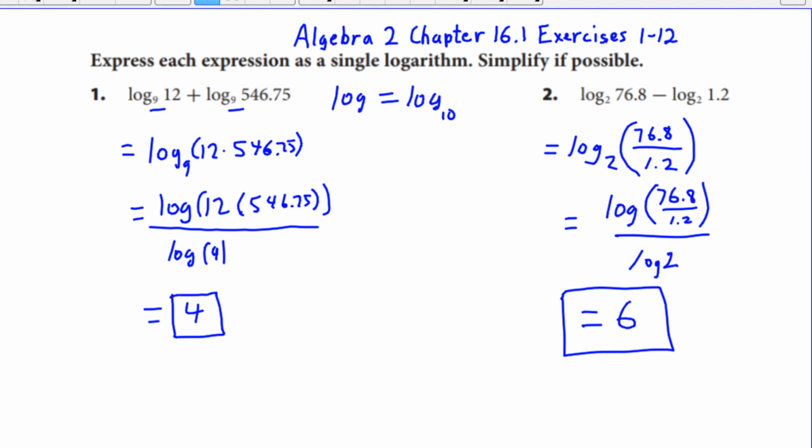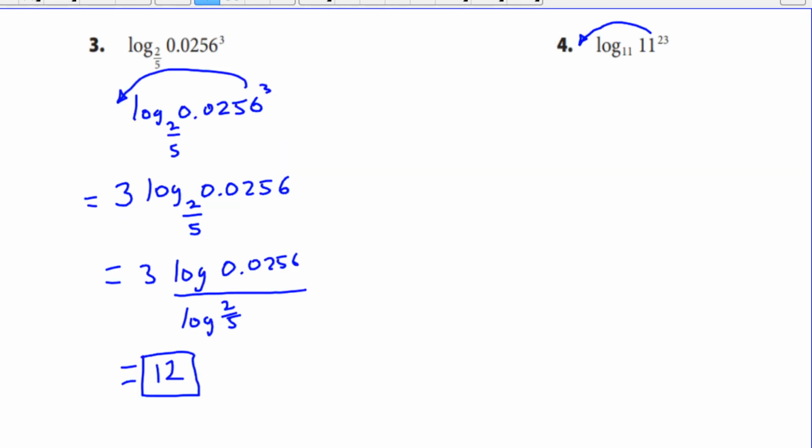And we're going to go on to number 4. Here on number 4, this is really going to be pretty simple because we can use the power property of logarithms, where we have this log base 11 of 11 to the power of 23, so we can take this exponent out front like this.